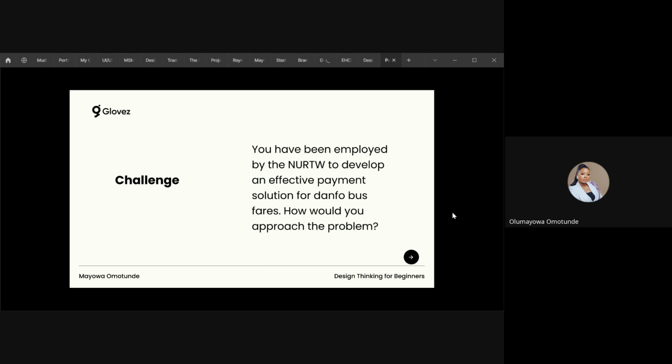So we've had great submissions so far. Everyone's contribution has been amazing. To empathize with them to solve the problem, the first step is to carry out research, speak with the affected people or those that make use of the product. So first, you need to identify every stakeholder in this system that makes use of the NURTW.